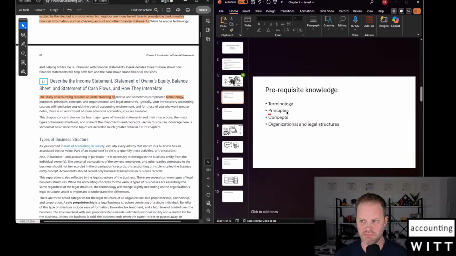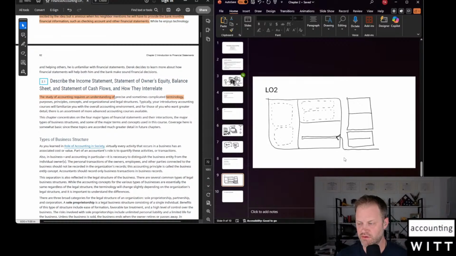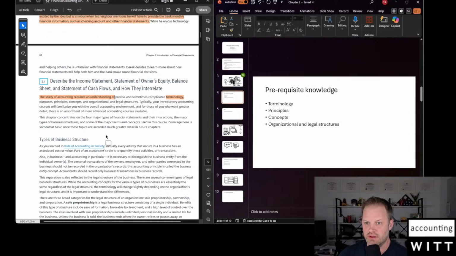But then the principles and concepts, that's what we're going to get into with some of these other pictures, like this one that we're going to get to, where you have these financial statements, how they're organized, and how they interact. It's all concepts that are foreign. If you haven't learned accounting, then you do not know the concepts.